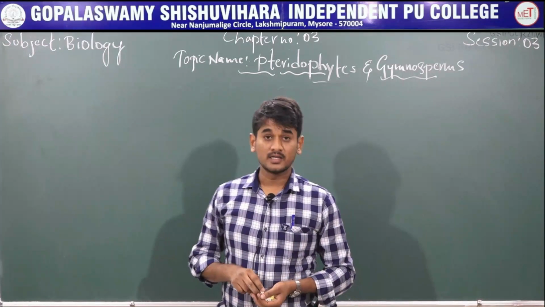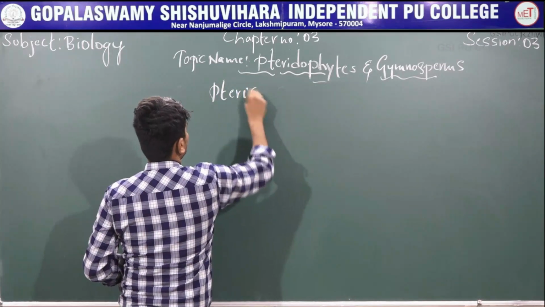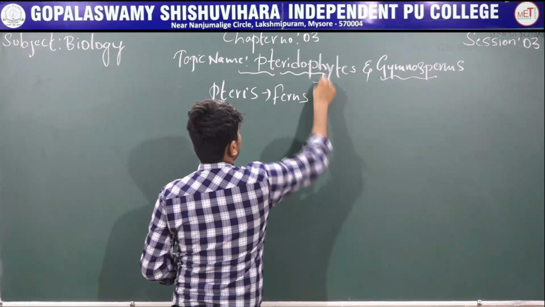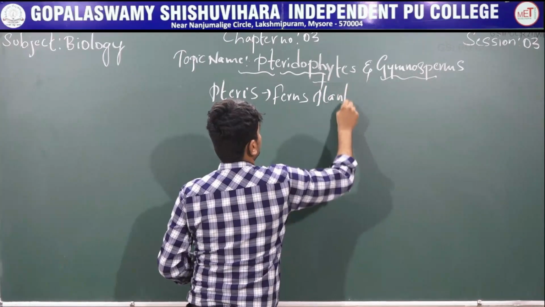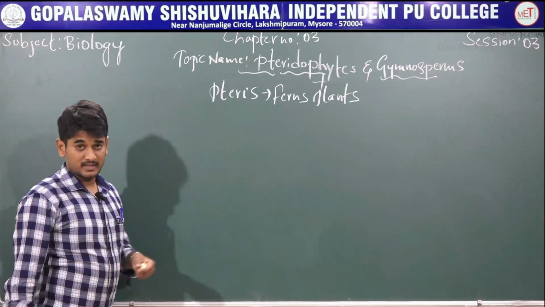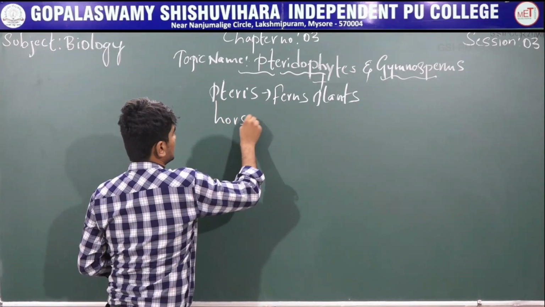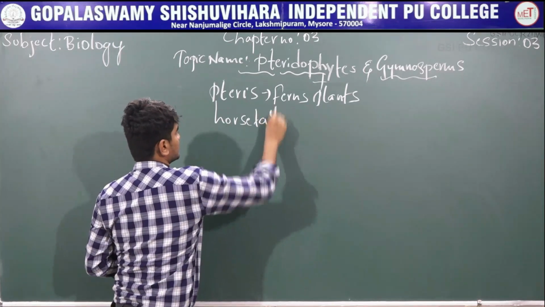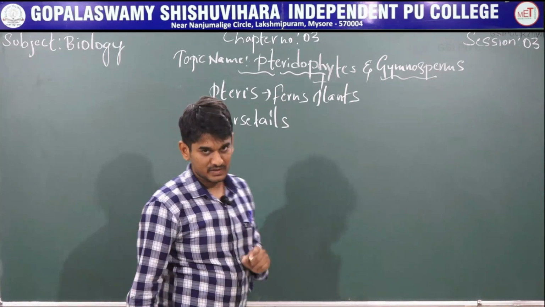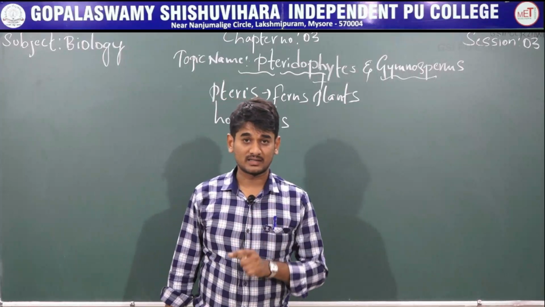Dear students, pteridophytes: pteris means ferns, phytes means plants, totally called fern plants. These pteridophytes include horsetails and ferns. Horsetail is one of the plants in pteridophytes, called Equisetum. Equisetum resembles a horsetail.